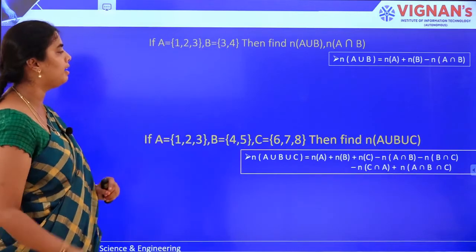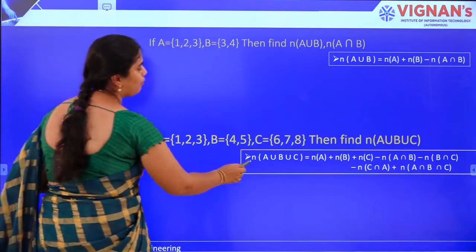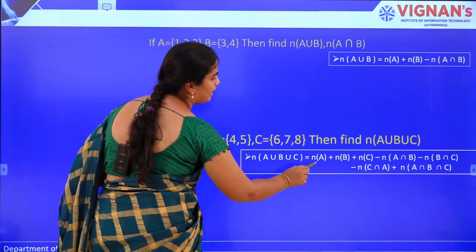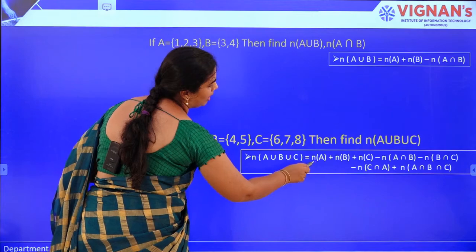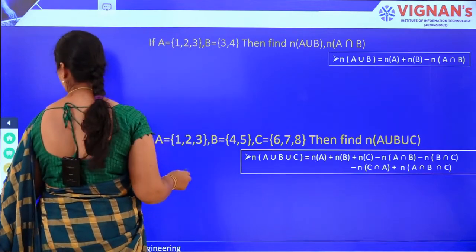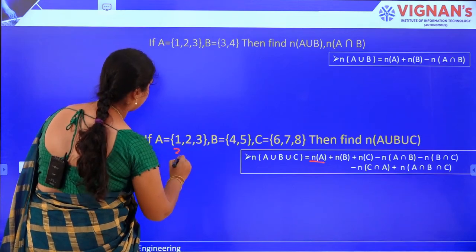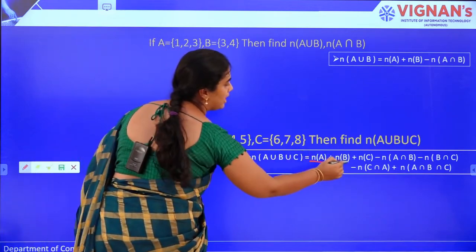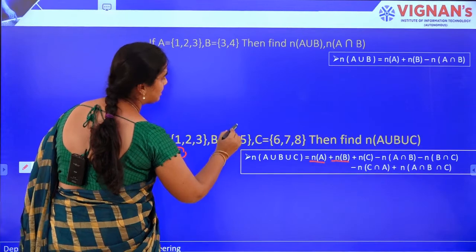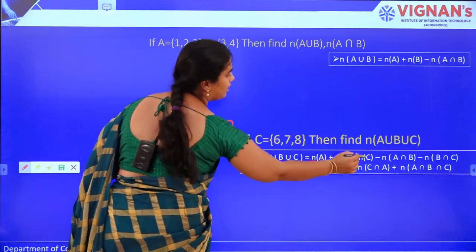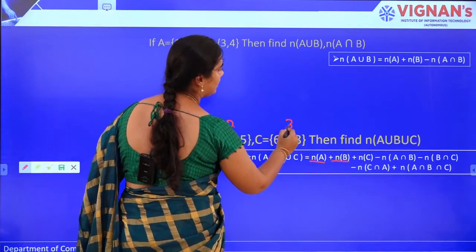See, this is the formula through which you can derive the number of elements present in n of A union B union C. Okay. See now, this is n of A. What is the number of elements present in A? 3. This is n of B. What are the number of elements present in B? 2. Then n of C will be 3.